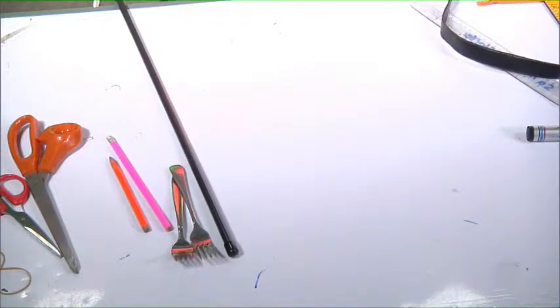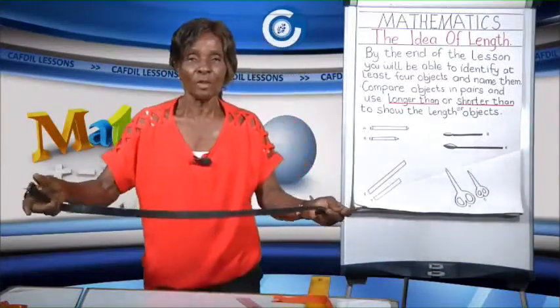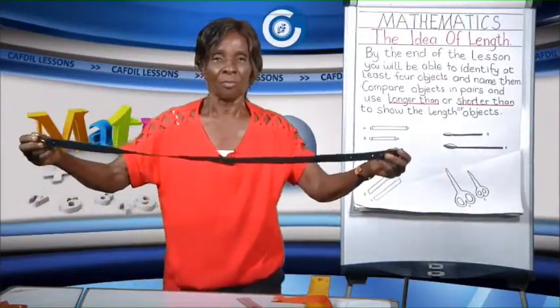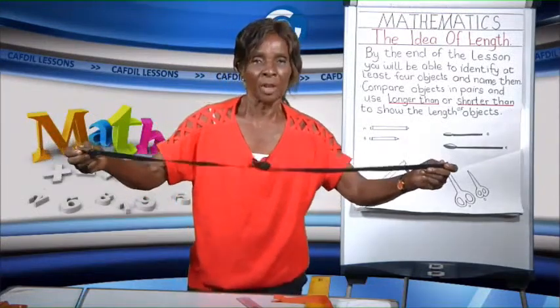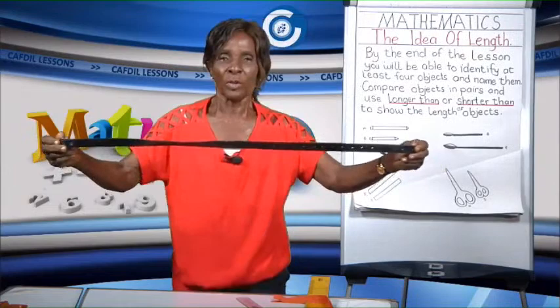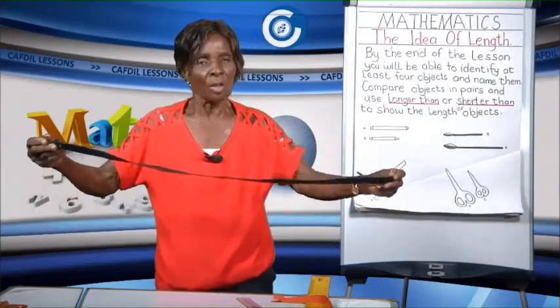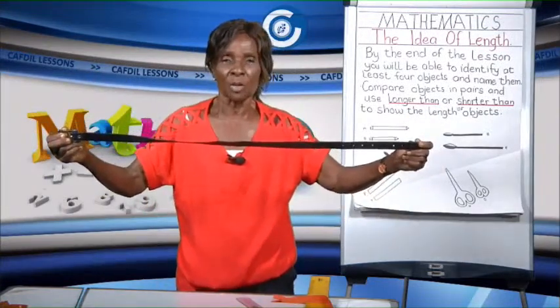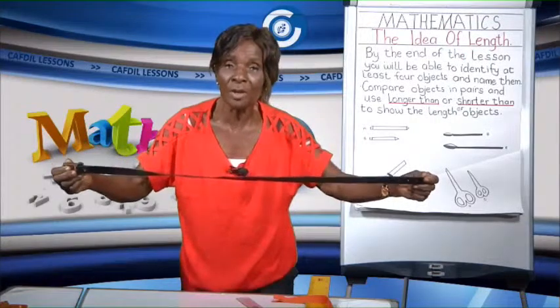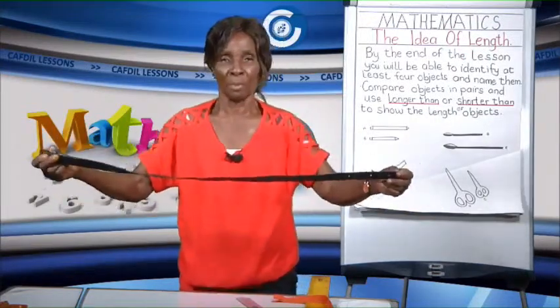Now we move to another object. Let's look at this. It's a belt. What do we use it for? Okay, to tighten our dresses. Which people use that? Men and boys. Do ladies also use some? Good. Ladies also use belts.